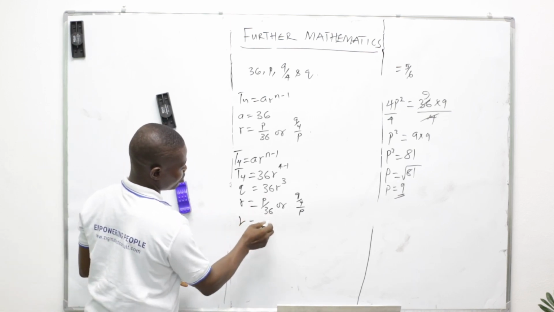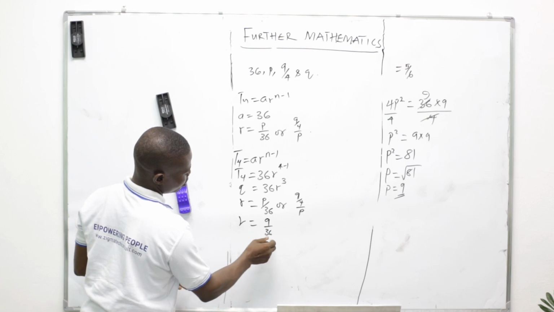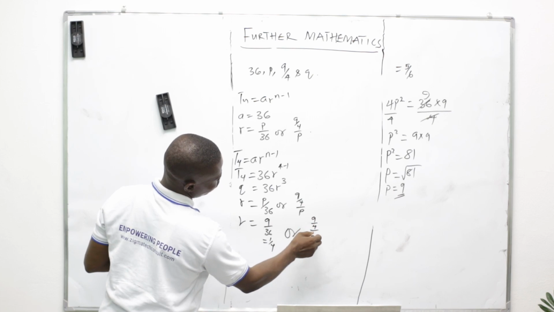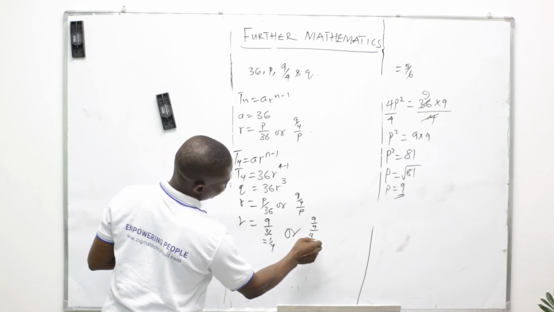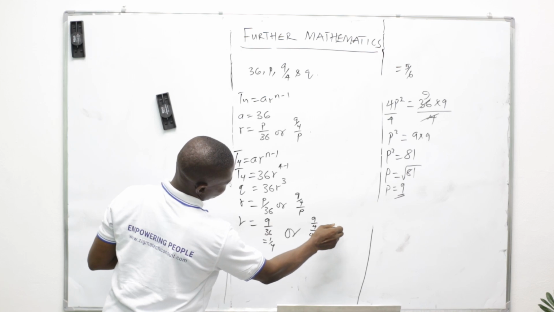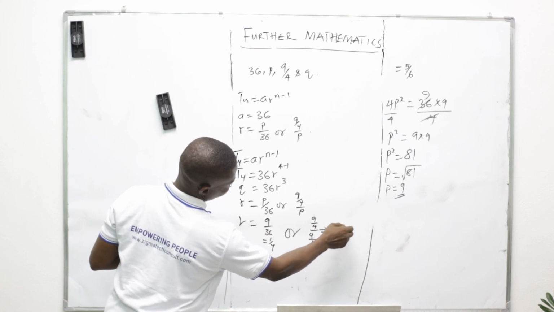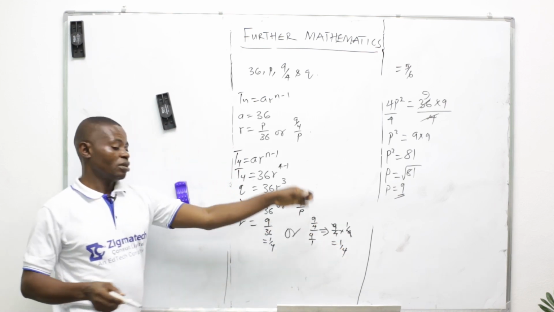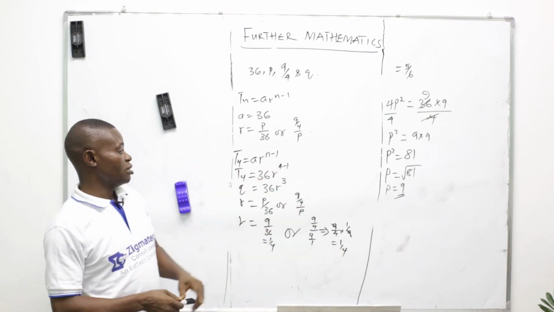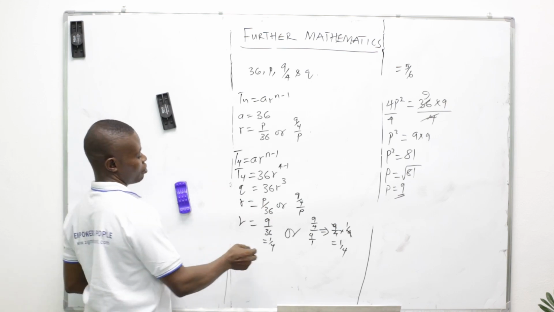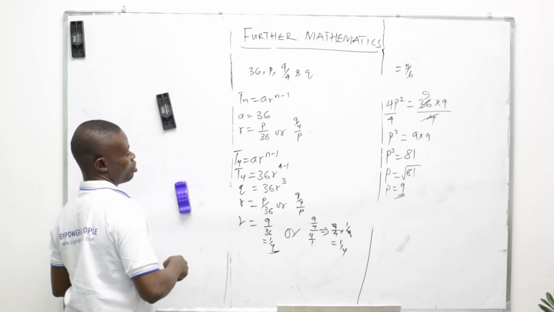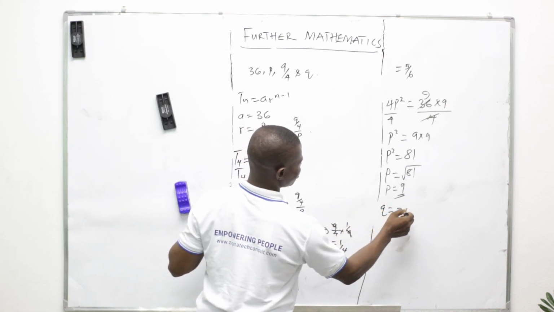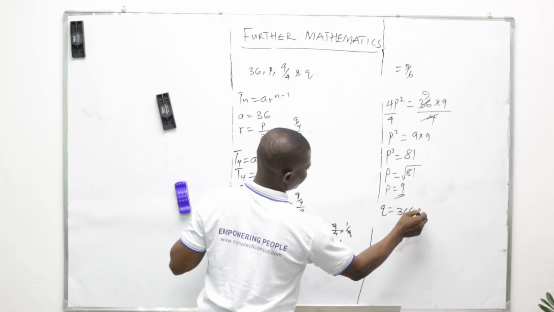If R is P over 36, it means 9 over 36, that is 1 over 4. Or, using the other, 9 over 4 all over 9 over 1, which is 9 over 4 times 1 over 9. Cancel, to give 1 over 4. Can you see? What you have proved is correct. Therefore, the common ratio is 1 over 4. Hence, Q equals 36 times 1 over 4 raised to the power 3.